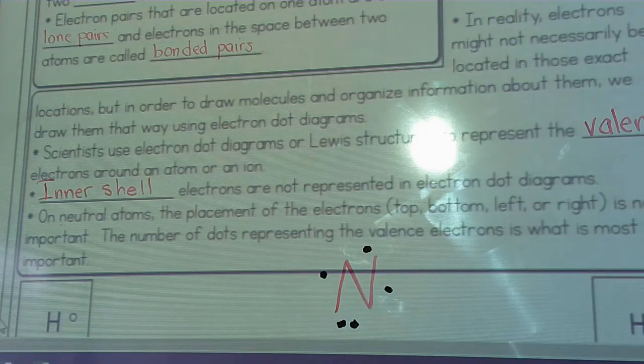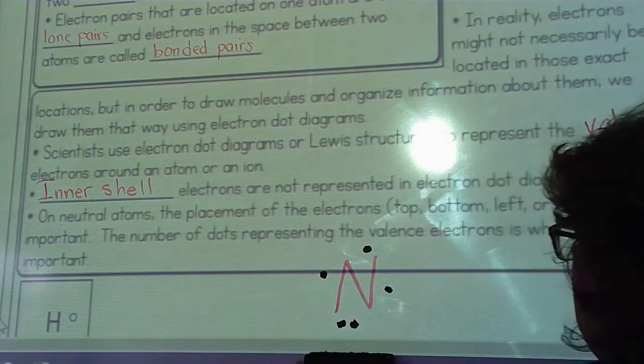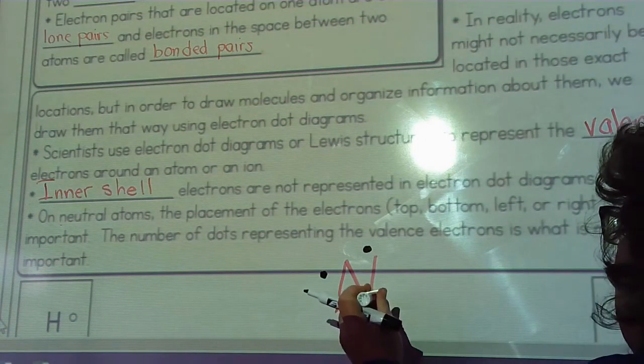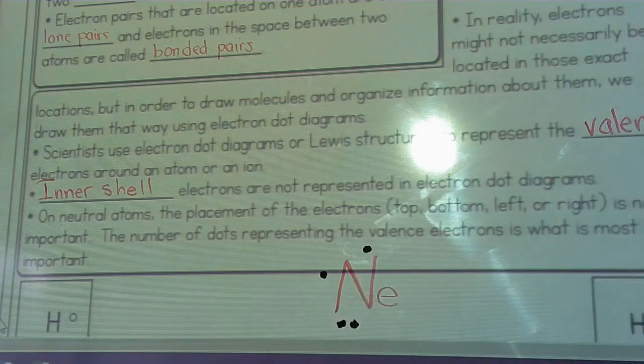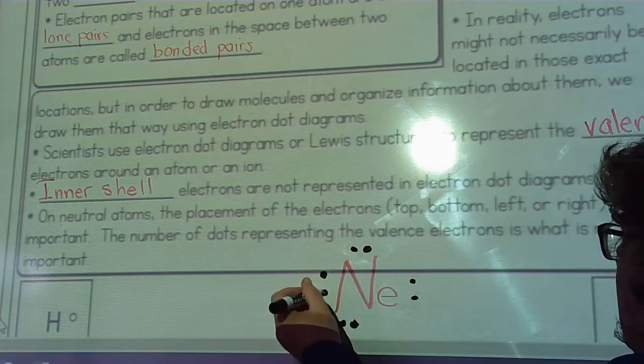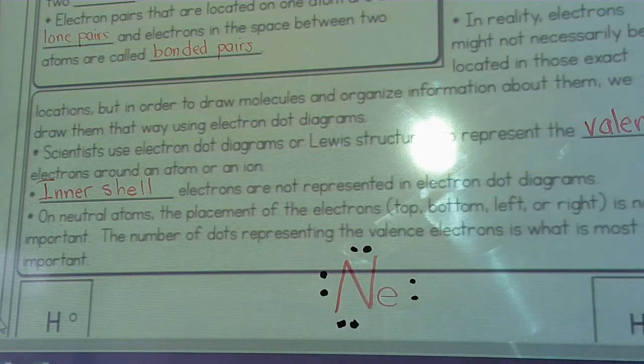Let's change this really quick to neon, which has 8 valence electrons. 8 fits nicely, 2 on a side, and it's nice and even. So it doesn't really matter where you put those dots to represent the electrons, except for 2 things. 1, you get the right amount. And 2, we usually only put 2 on a side.